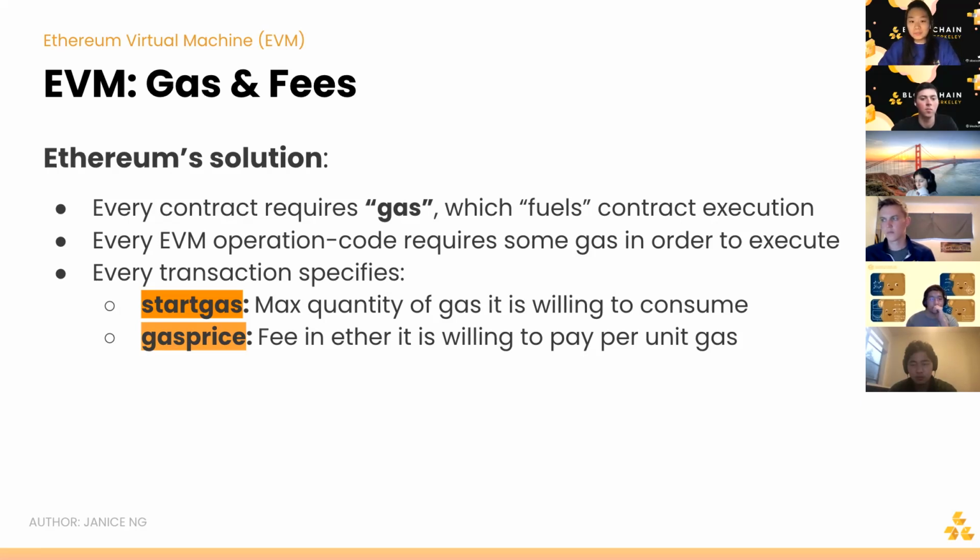So every transaction specifies, one, the start gas, which is the maximum quantity of gas it is willing to consume, and two, the gas price, which is a fee in Ether the contract is willing to pay per unit of gas. Okay, and every transaction has to have this.